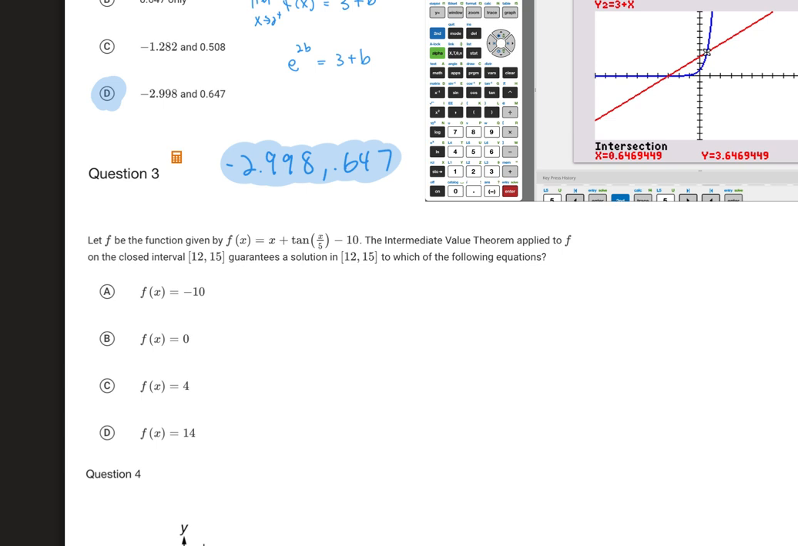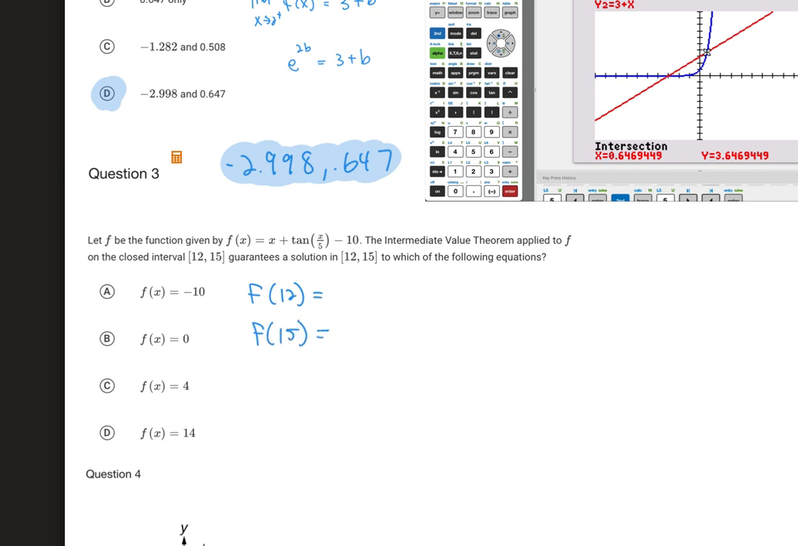and guarantees a solution in that interval to which of the following equations. Okay, so the intermediate value theorem says if you look at the interval and plug in the endpoints of the interval into the function to get the y values, the function will equal all y values in between those y values. So basically we're going to find f of 12 just by plugging in 12, and we're going to find f of 15.